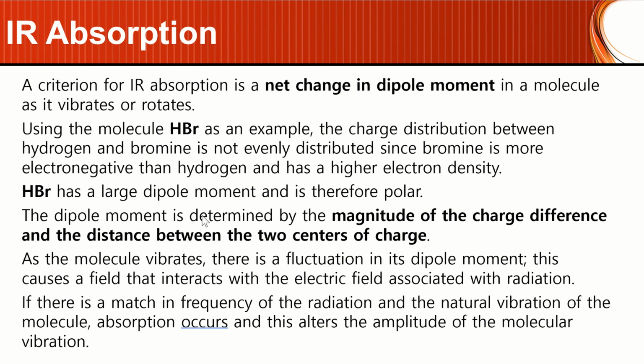The dipole moment is determined by the magnitude of the charge difference and the distance between the two centers of charge. So as the molecule vibrates, there is fluctuation in its dipole moment. This causes a field that interacts with the electric field associated with radiation. If there is a match in the frequency of the radiation and the natural vibration of the molecule, absorption occurs, and this alters the amplitude of the molecular vibration.